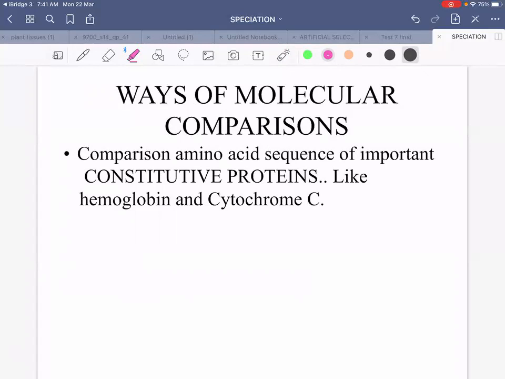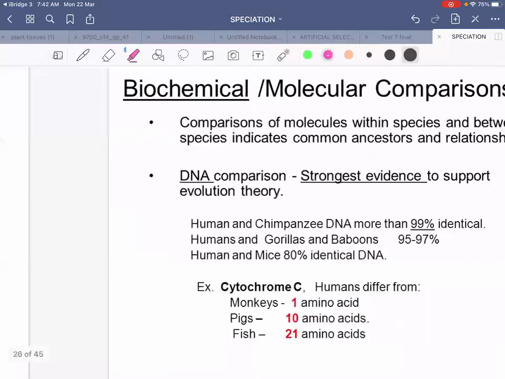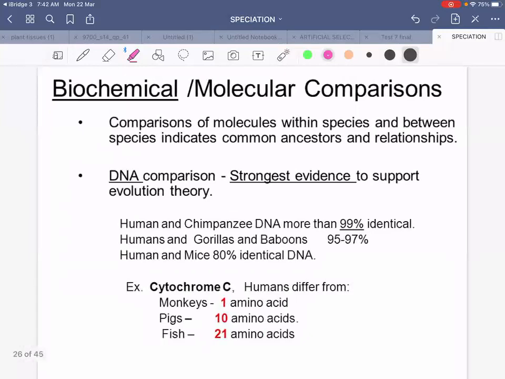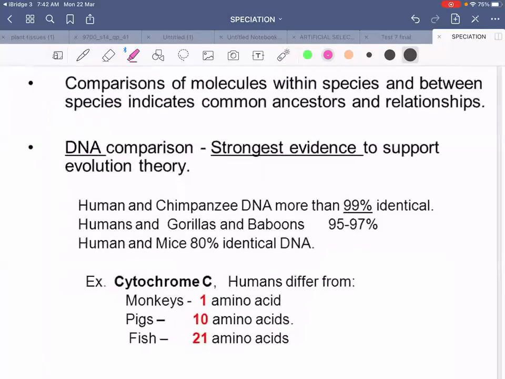I hope everyone understands what constitutive means. Constitutive means a protein that makes up your body constitution, your body structure, without which there is no life for you, right? So we've taken 2 such proteins, hemoglobin and cytochrome C. And then we try to see, that is, we pick up different species, and for example, if I'm comparing the molecular structure of hemoglobin protein in a monkey and hemoglobin protein in human, I do like that.